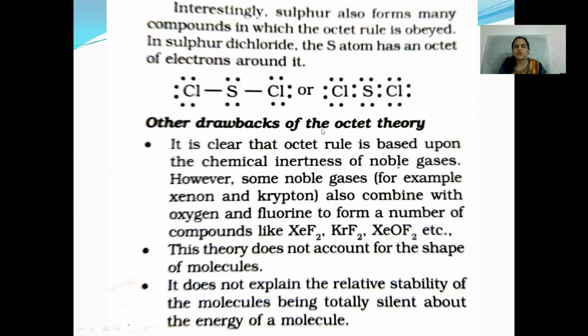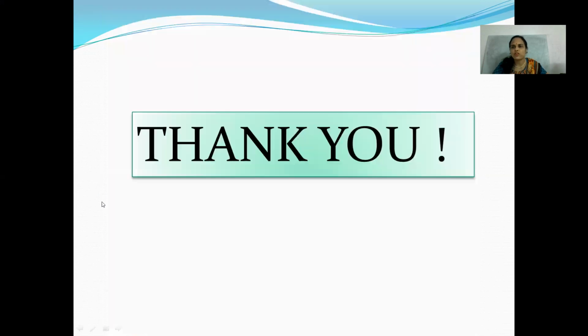Let us look at the other drawbacks of the octet theory. It's clear that the octet rule is based upon the chemical inertness of noble gases. However, some noble gases like xenon and krypton combine with oxygen and fluorine to form a number of compounds like XeF2, KrF2, XeOF2, etc. This theory also does not account for the shape of molecules, and it also does not explain the relative stability of the molecules, being totally silent about the energy of a molecule. So here we complete the drawbacks of the octet theory.